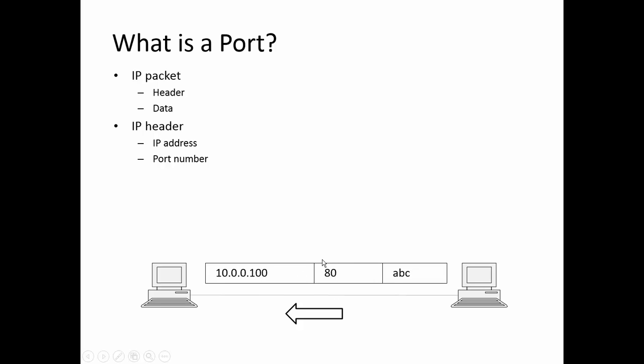But there is another field in the IP header, and that specifies port number, and the port number specifies the program that this packet is going to. The IP address specifies what computer it's going to, and the port number specifies what program it's going to on that computer. For example, if it's port number 80, it is web traffic. And if it's port number 21, it is FTP traffic.